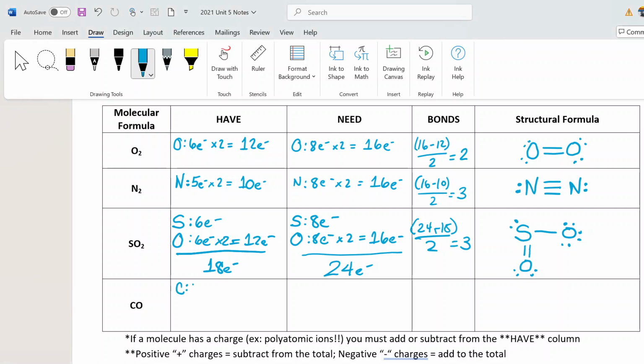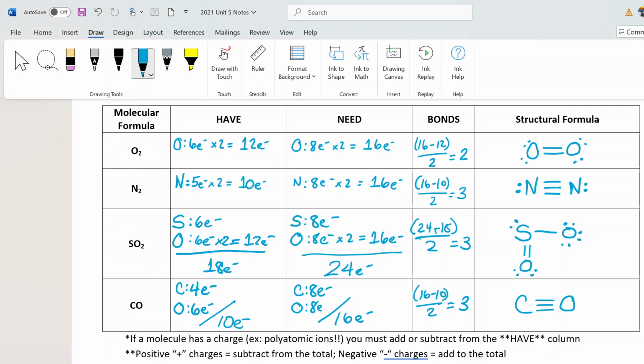Carbon is in group 4 on the periodic table, so it has 4 valence electrons. Oxygen has 6 valence electrons for a total of 10 electrons. Carbon needs 8 electrons. Oxygen also needs 8 electrons for a total of 16 electrons. So now 16 minus 10 divided by 2 gives me 3 bonds.